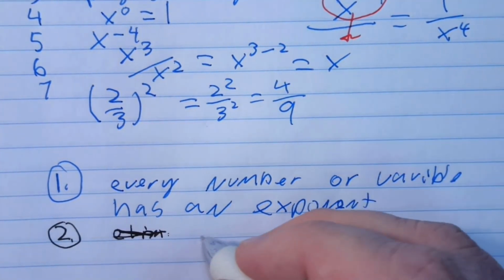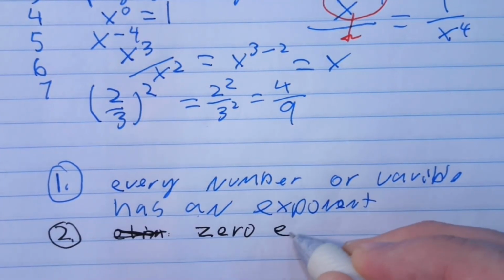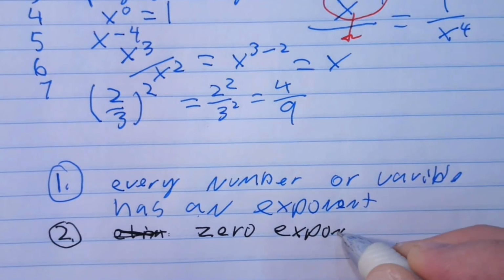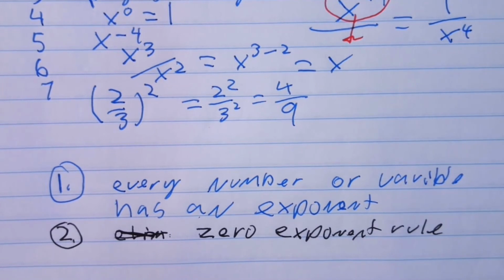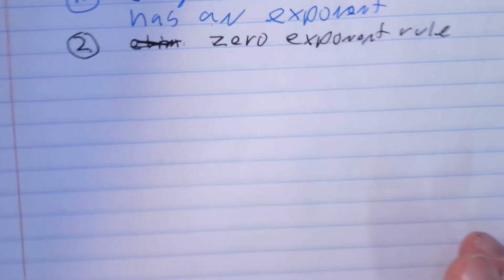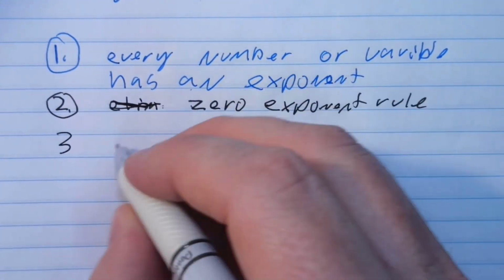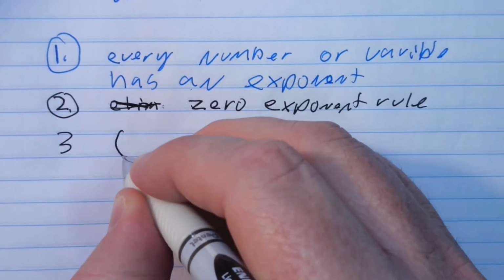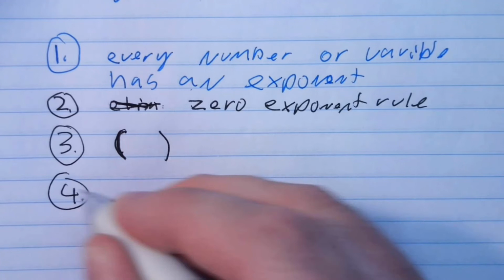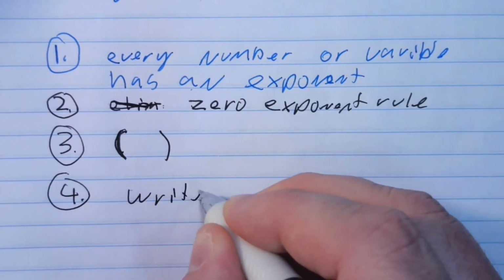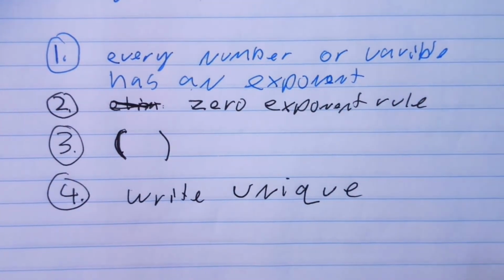Well, let's just do the 0 exponent rule. I'll just put it like that. Okay. Third thing is we're going to do the parentheses. Fourth thing, we're going to write our unique bases.